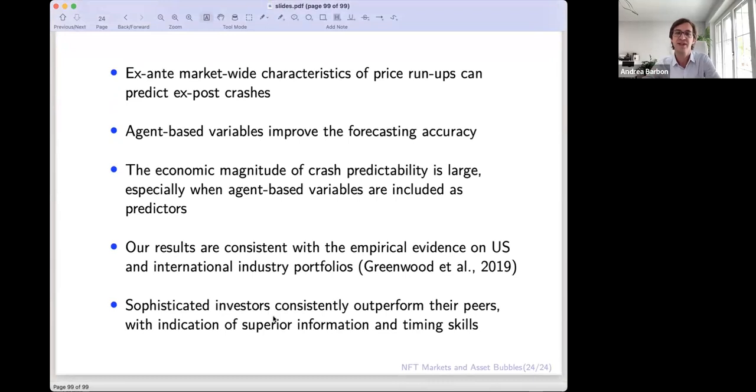And then we find that there are these sophisticated investors that can consistently outperform other investors, and they seem to have superior skills, and they use blockchain-related services more.